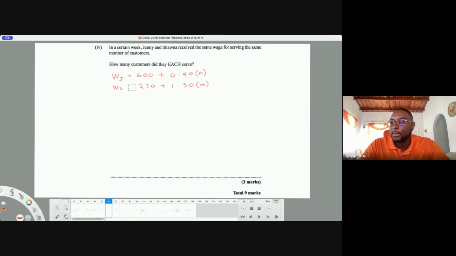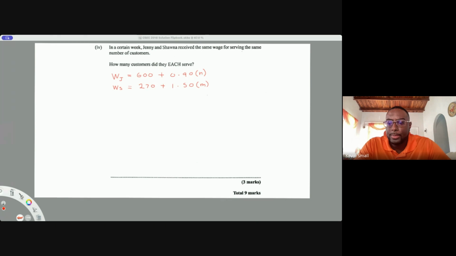All right, so let's see who can figure out what they are asking us in this particular question. Hopefully, it may make sense to some of you. They're saying that they made the same wage for serving the same number of customers. So some number is going to get both of them the same wage this week. Any suggestions on how you might solve this? I would love to hear maybe Omara, Keandra.